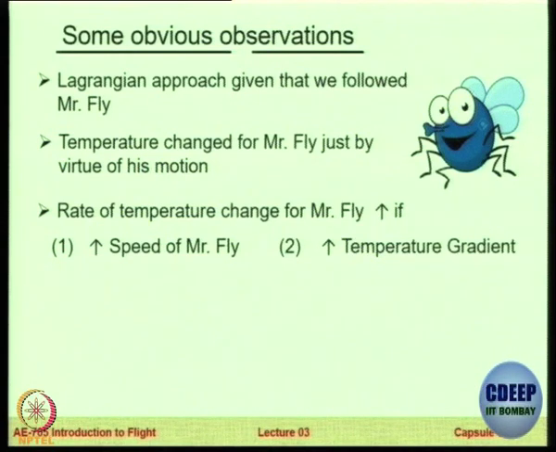Secondly, the field may have certain elements which are sucking or expanding heat, therefore the temperature gradient, if it changes, the rate of temperature change also will change. So there are certain properties of the field which affect the rate of change of temperature. One of them is the speed, the other one is the gradient.